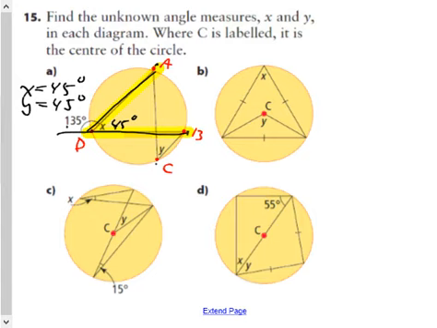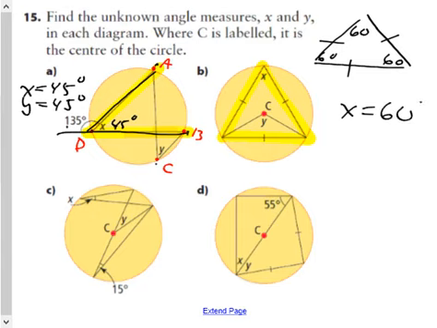Question B. What kind of triangle is that? It is an equilateral triangle, not isosceles. Equilateral. All three sides are equal. And yesterday, in our notes, we said if a triangle is equilateral, what is the measure of each angle? 60 degrees. Which means that X is 60 degrees.